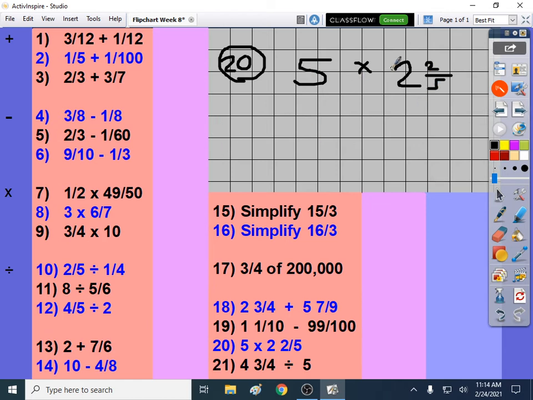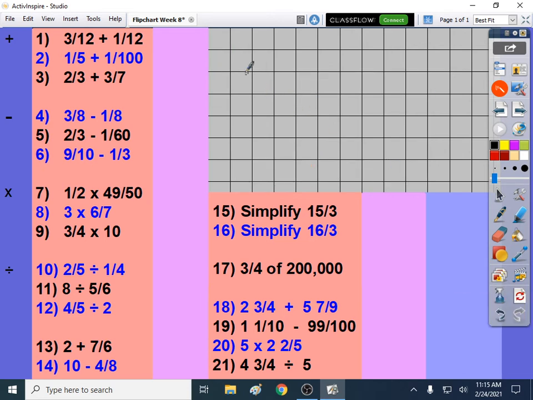Let's see. 5 times 2 is 10, definitely. So we've used up the 2. 5 times 2/5, you can do the 5 over 1, is 5 times 2 is 10. 1 times 5 is 5. So it's 10 and 10/5. But 10 divided by 5 is 2, giving you an extra 2 whole ones. And 10 plus 2 equals 12. Hope that makes sense, that one.